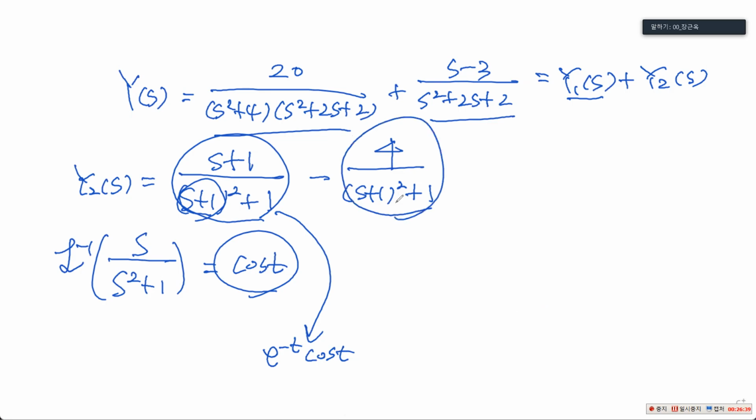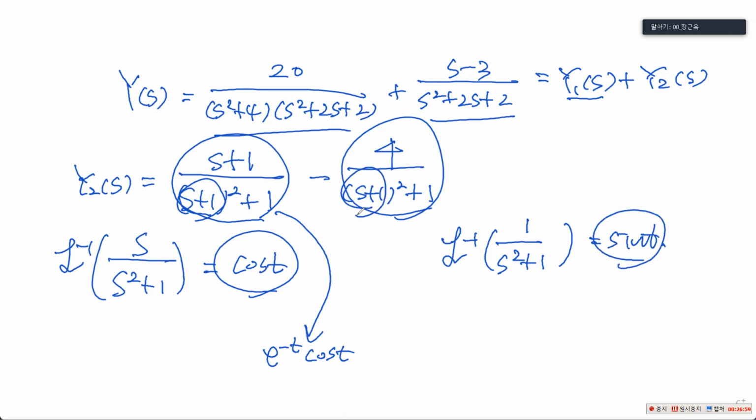자, 그러면 요거 한번 물어봅시다. What is the inverse transformation of 1 over s squared plus 1? What is the inverse transformation of this? Sine t. Okay, very nice. Sine t.